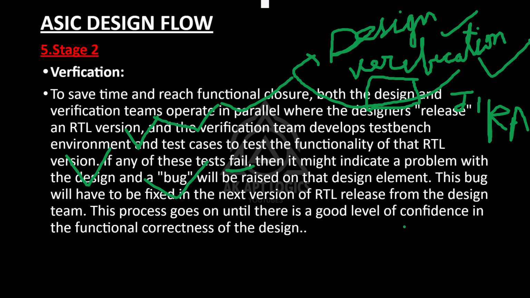engineer will now take it to the architect. The design engineer will work in parallel, the architect will work in parallel, and the verification engineer also works in parallel. This process goes on until there is a good level of confidence in the functional correctness of the design. So this is the point I have discussed, right?